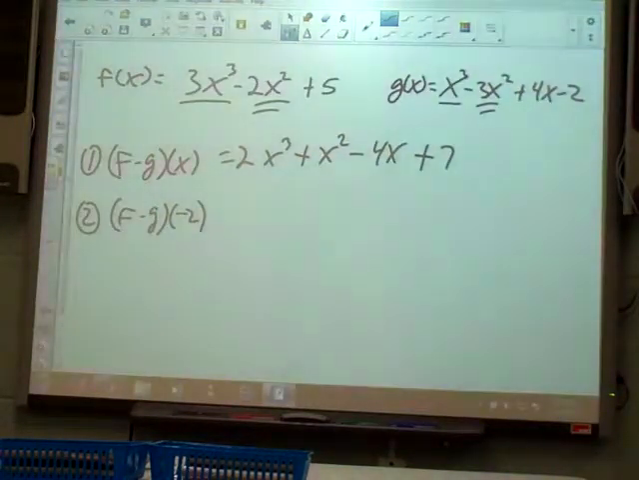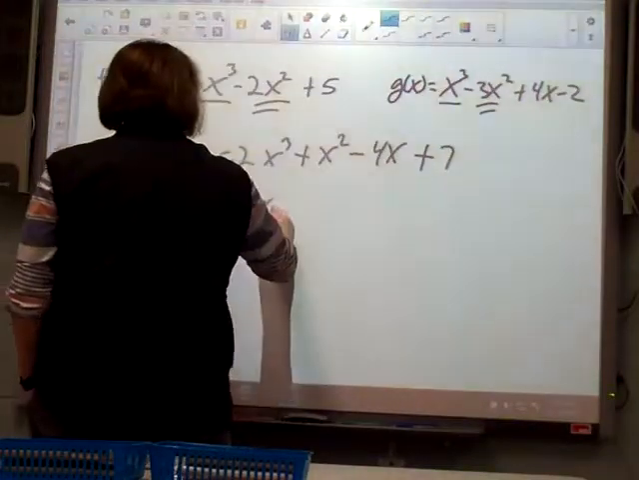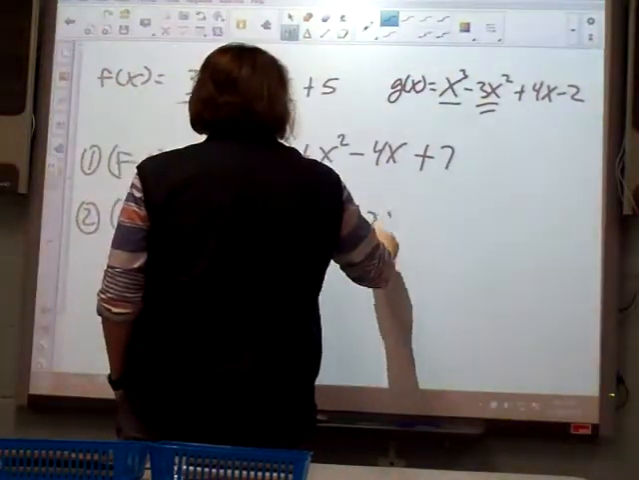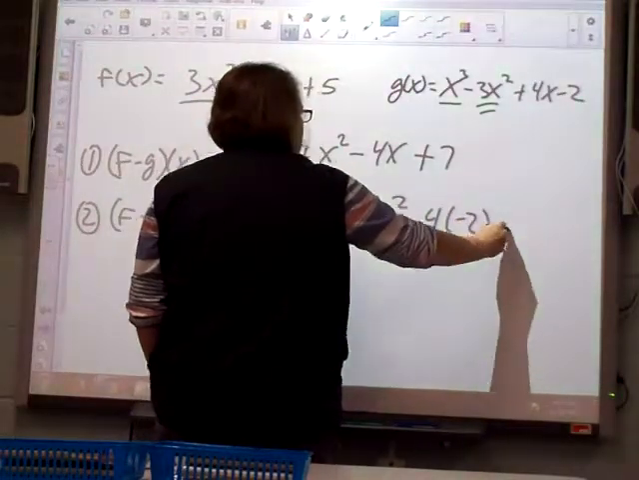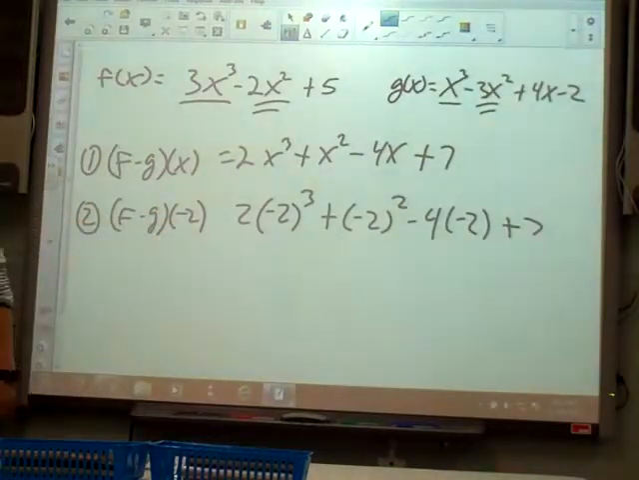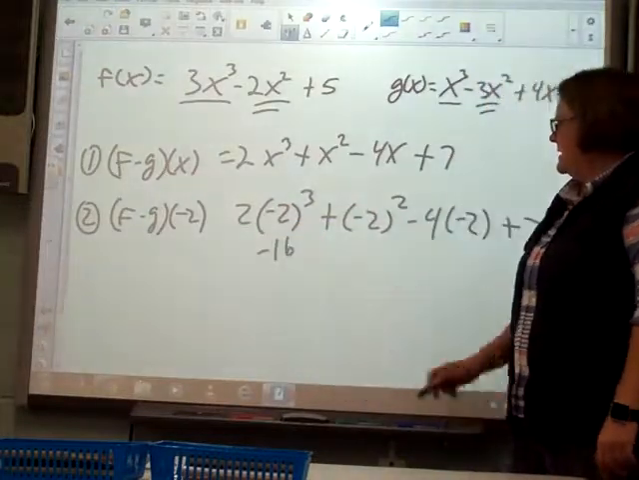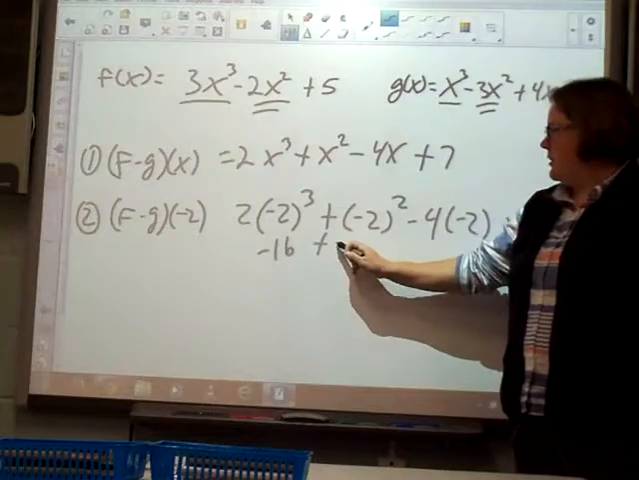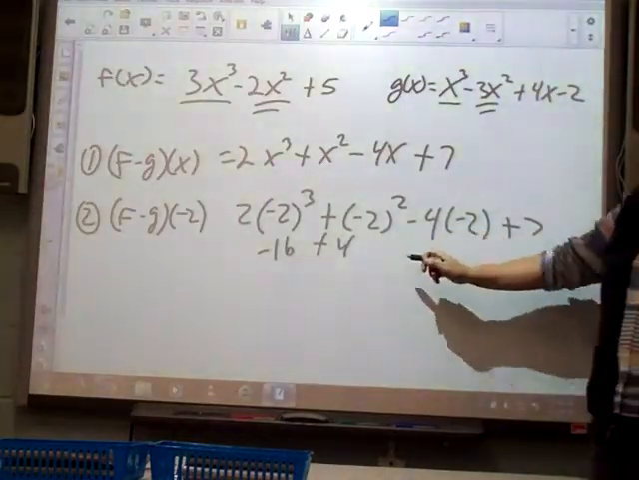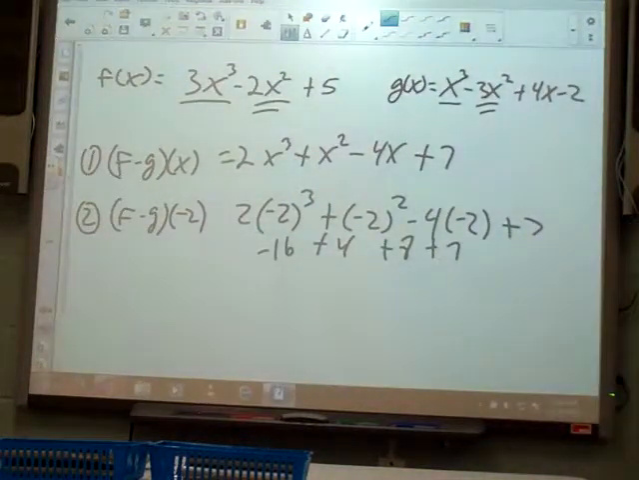Now we've got to solve that for what did I say, -2? So we've got to put a -2 in all of those x's. So it's going to be 2 times -2 cubed plus -2 squared minus 4 times -2 plus 7. Why did I put -2 in? Because that's what the problem asked for. Okay, so -2 cubed, that's -8 times 2 is -16. -2 squared is a positive 4. -4 times -2 is a positive 8. And then 7.